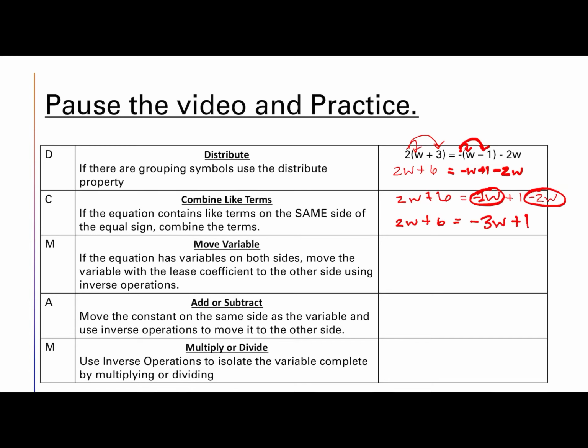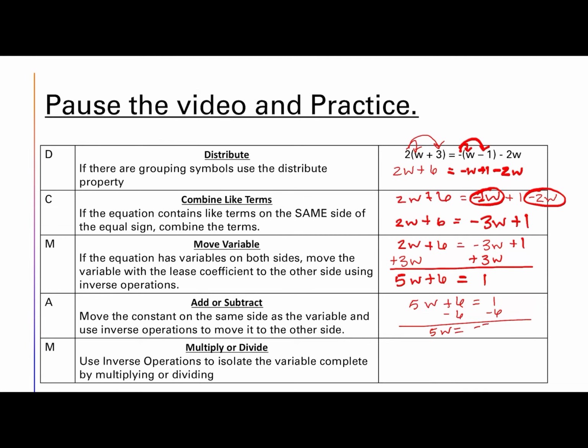So again, remember, the next step is move our variable, our smallest variable. So we have variables just on one side. And this is smaller than our positive 2, so I'm going to move it. And another thing is I like positives. So I'm going to try to keep everything positive when I'm doing this. So then we're going to remove our constant that's on the same side with our coefficient. So I'm going to remove our 6. And 1 minus 6 is negative 5.